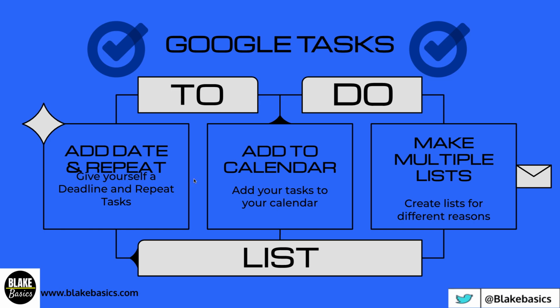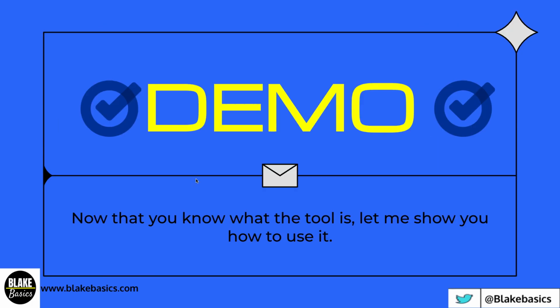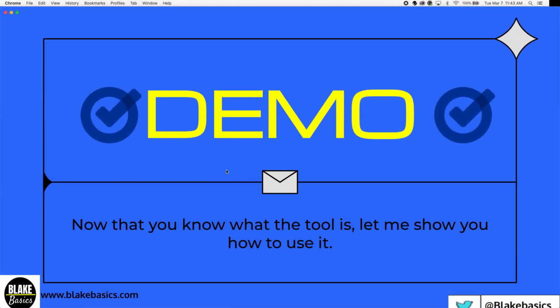So you may have a work list, maybe your professional, your entrepreneurship or business list or something like that. And maybe you're going back to school, you have a list for that. The point is, you can have different lists. So let's get into a demo of that.